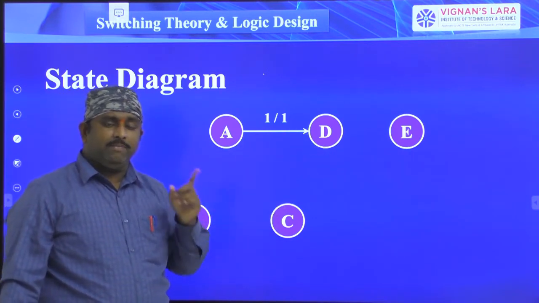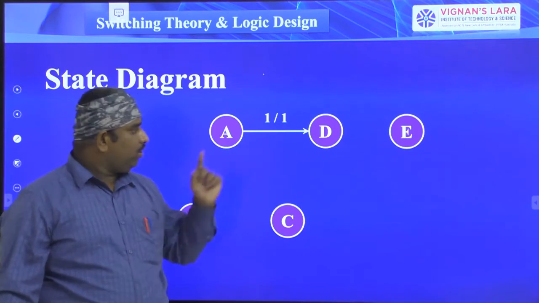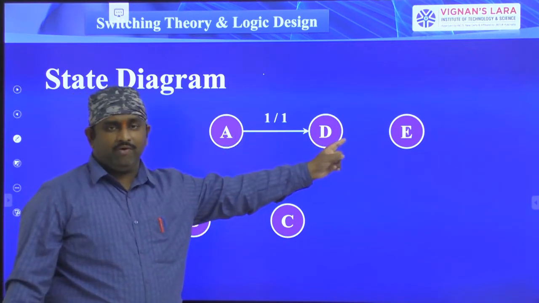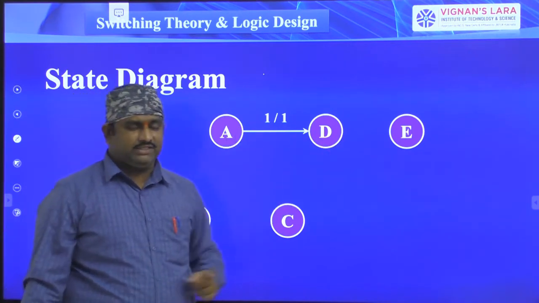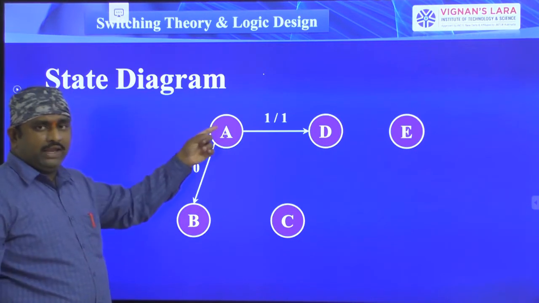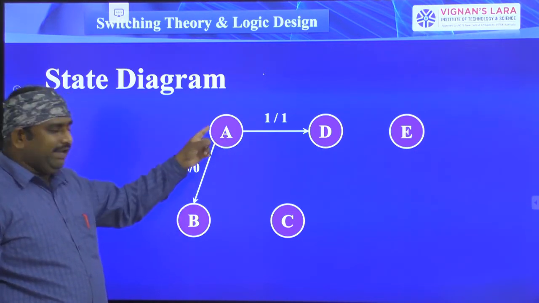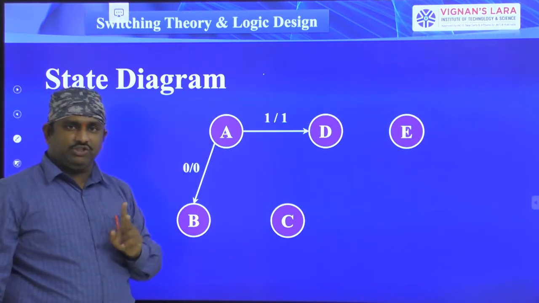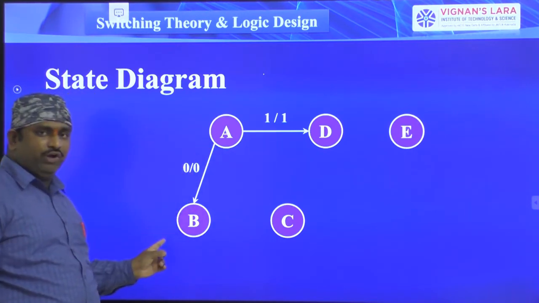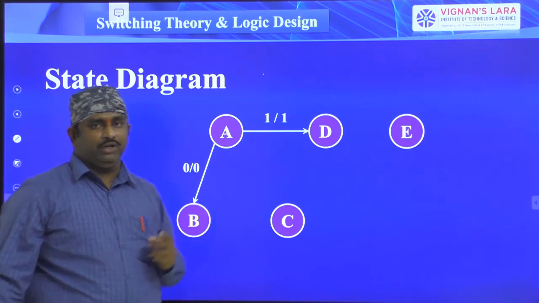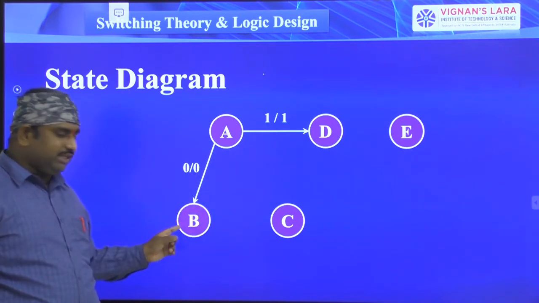Okay, there may be a chance of getting input 0 also. If input is 1, A is the present state, D is the next state. If input is 0, A is the present state, B is the next state. For each state it has 2 inputs, either 0 or 1. If it is 0, it is shifting to B. If it is 1, it is shifting to D. Next, see the B state.